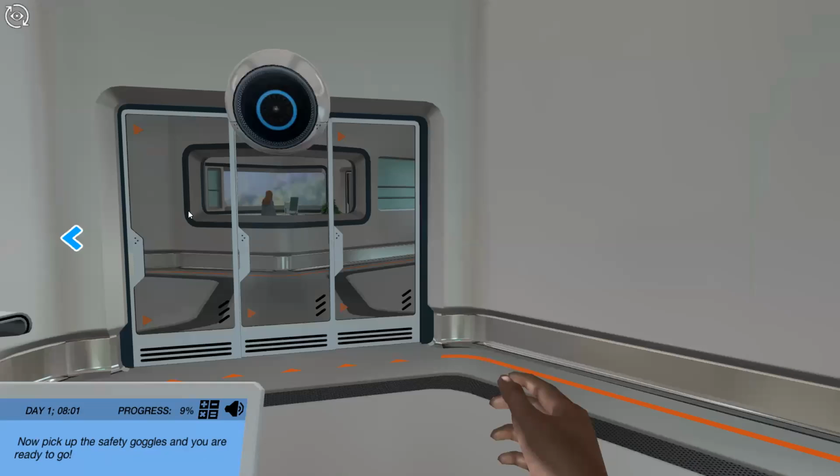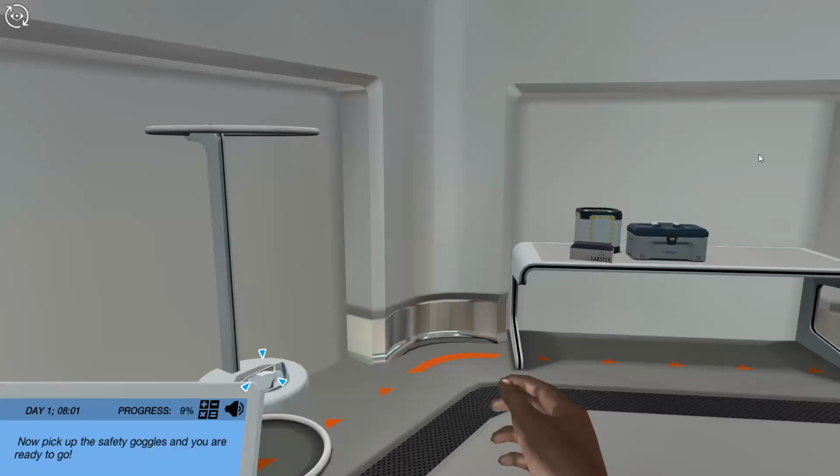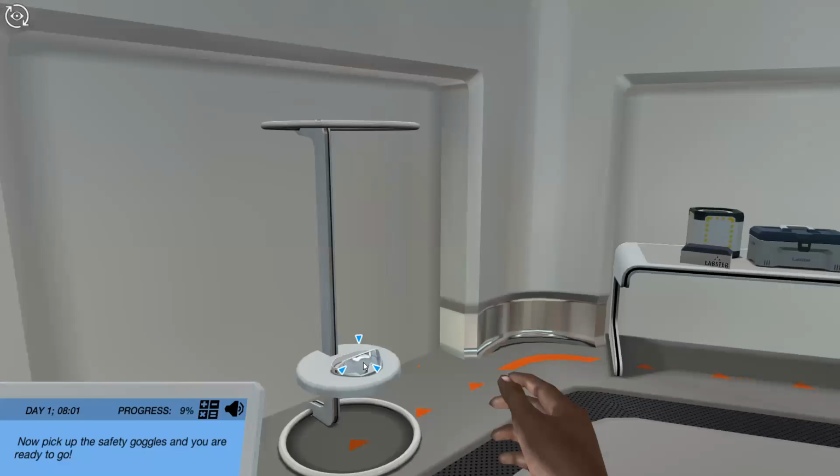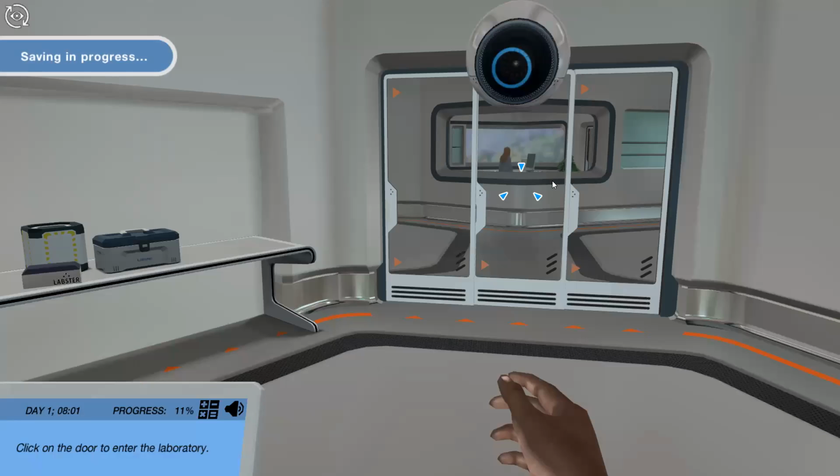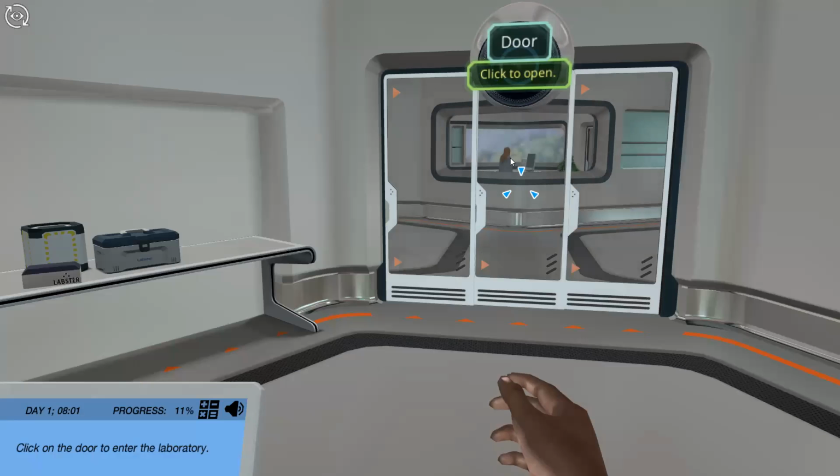Okay, I don't see the safety goggles. Ooh, unless they're still over there. Oh, there they are. Okay, see? Come on, let's go, safety goggles. Okay. Click on the door to enter the laboratory. See how it gives you these 3 little arrows? That's what it wants you to do.